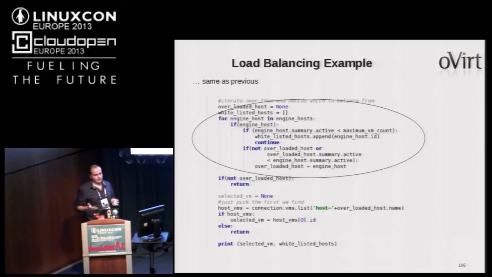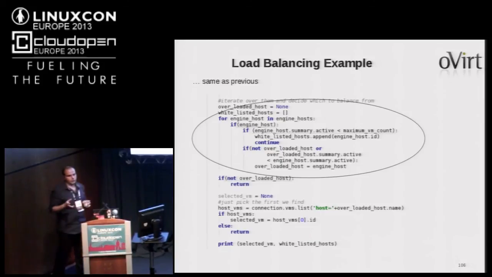But if we found a specific host that is overloaded, which means it has more than the maximum number of VMs, then we pick a VM and we say, please migrate this VM to one of these whitelist hosts. The whitelist host is the host that has less than the maximum number of VMs running. So if I have, for example, one host that's running 102 VMs and three hosts that are running 90 VMs, then I will put the hosts running 90 VMs in my whitelist, and I will choose one VM running on the overloaded host and say, please migrate this VM to one of these hosts. Okay, is it clear?